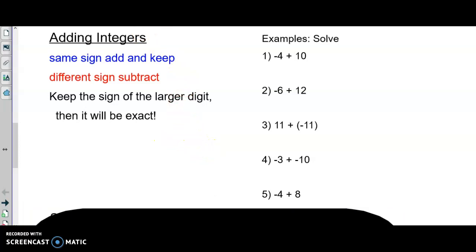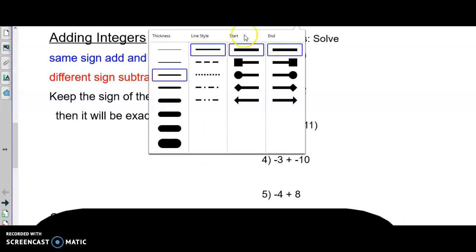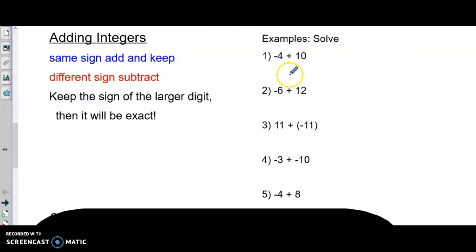So if you have two numbers that have the same sign, you want to add and keep, all right? If they're different signs, you want to subtract. So let's take a look at number 1. We have -4 and +10. The signs are different, so we want to subtract. So 10 minus 4 is 6. So different signs, subtract. Keep the sign of the larger digit, then it will be exact. So 10 is the larger digit. So it's positive, so our answer is going to be +6.